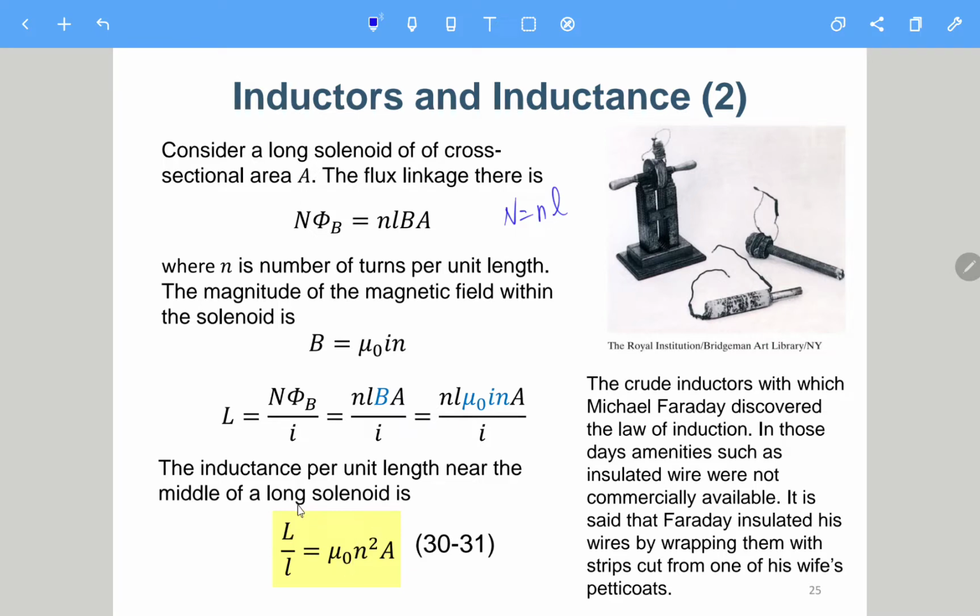So if you want to make this one larger, then you should either make this n larger, to have more turns in a unit length, or you can make the cross-section area larger. Like for this one, it is smaller than this one. You should make the inductor with a larger cross-section area.